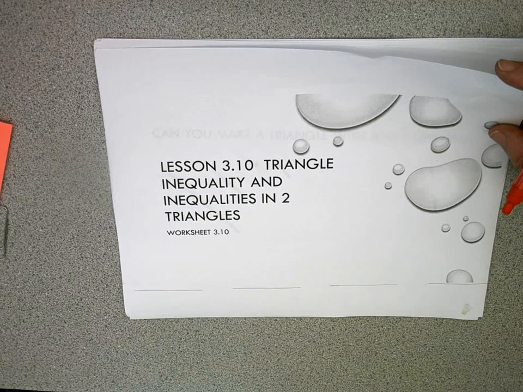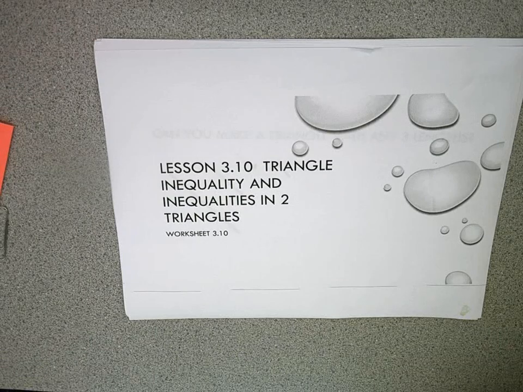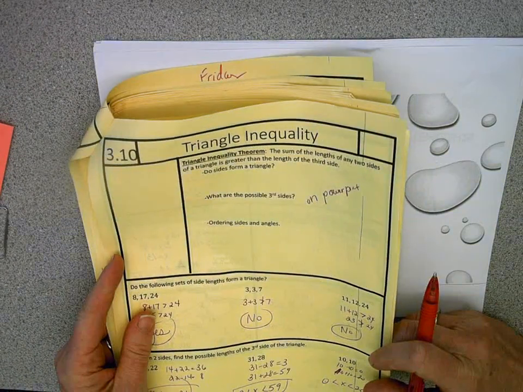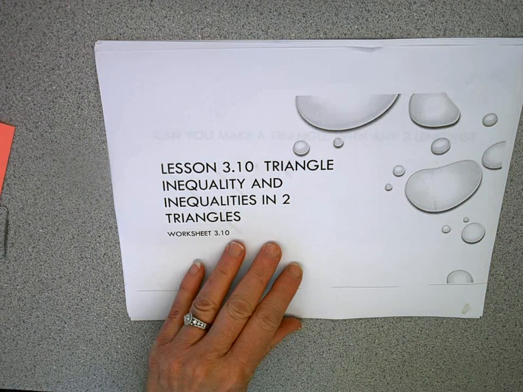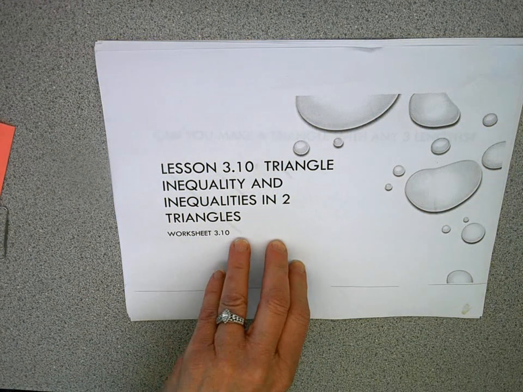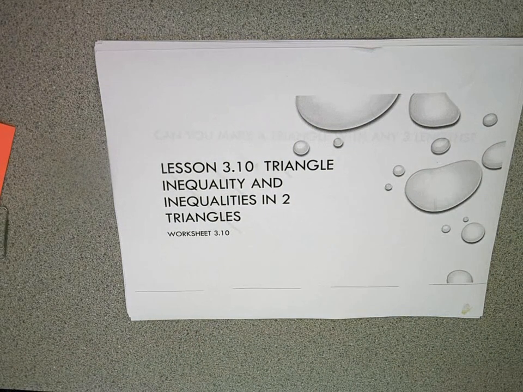So get out your notes, turn to 3.10, and make sure you're in the first part, where it says inequality of triangles, or triangle inequality. An inequality means greater than, less than kind of symbols. Okay, so let's get started.